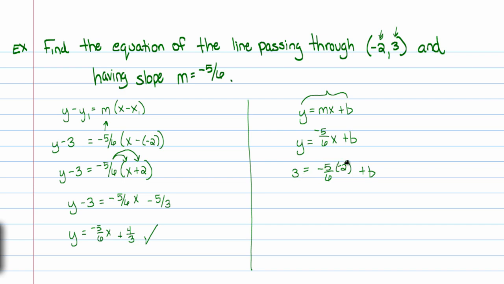Let's see, negative 5 times negative 2, that's 10/6, which reduces down to 5/3 actually. And 3 is the same thing as 9/3. So I'll subtract 5/3 from both sides. I get that b is 4/3. So my equation, looking back up here and substituting in 4/3 for that b, is y equals negative 5/6 x plus 4/3, which is exactly the same equation as we got over there.